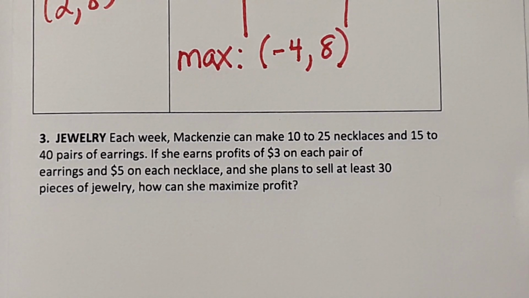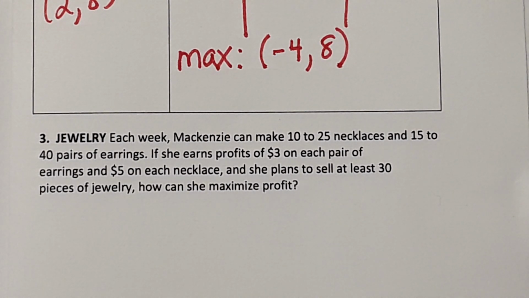Each week, Mackenzie can make 10 to 25 necklaces and 15 to 40 pairs of earrings. If she earns profits of $3 on each pair of earrings and $5 on each necklace, and she plans to sell at least 30 pieces of jewelry, how can she maximize her profit?